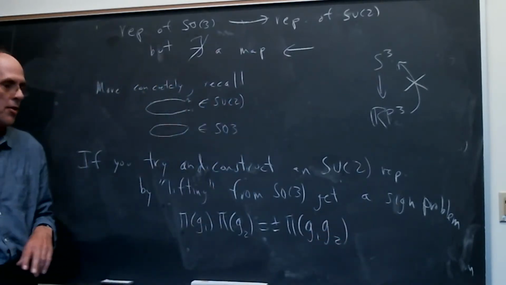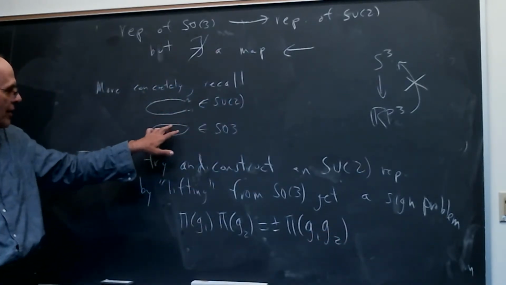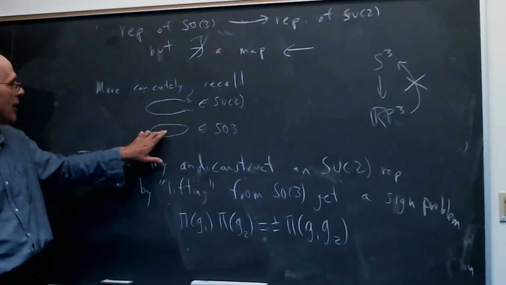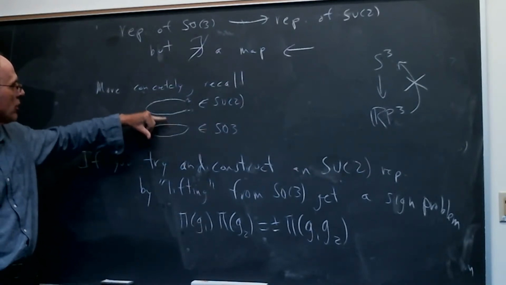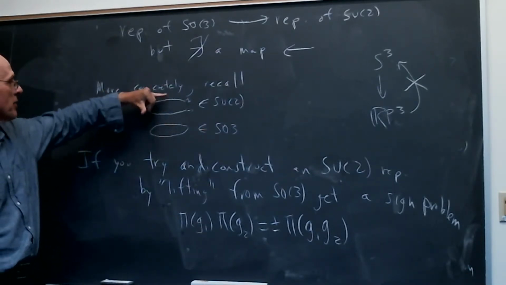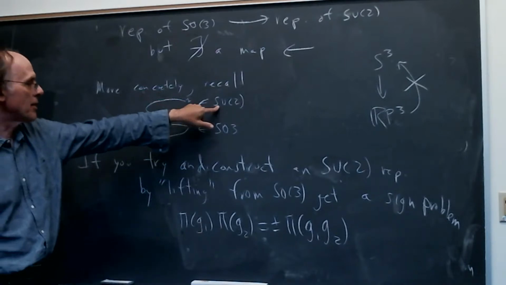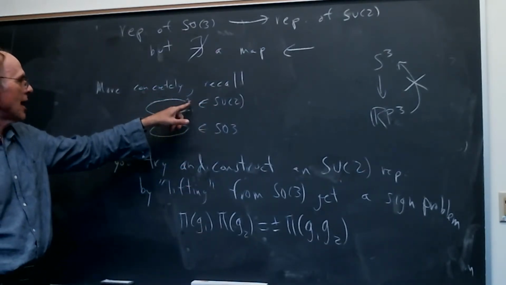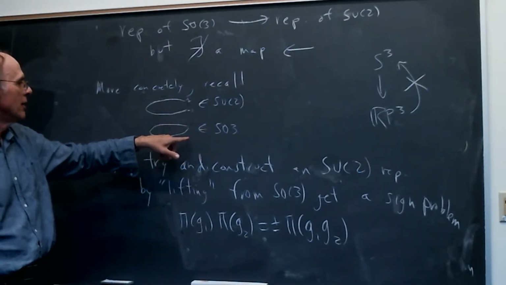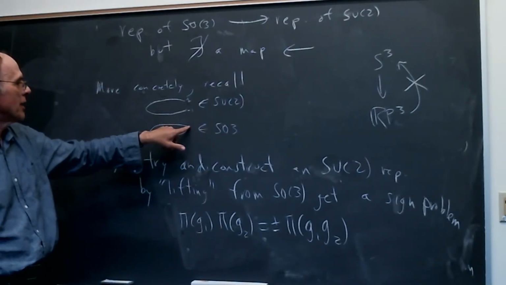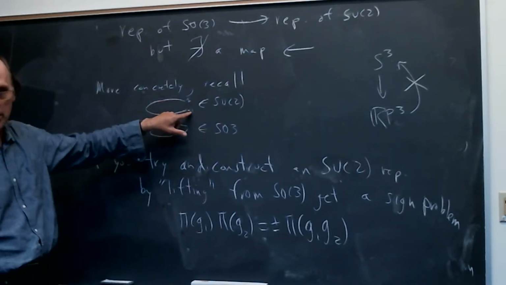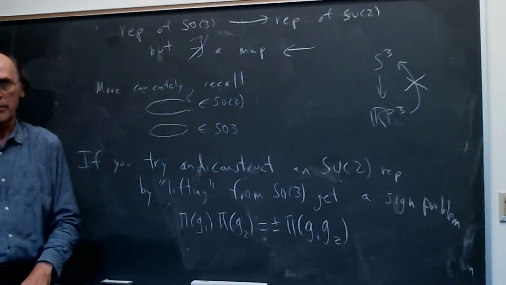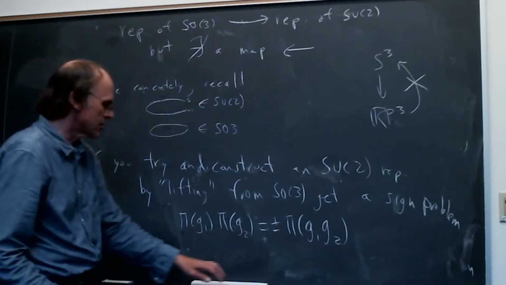Okay. So any attempt to take the data you have down here, which is some kind of map pi here, and to locally use this picture to move it up here to get a map on SU2, you're always going to have the sign problem. You're not going to know what to do here. Do I go to the identity or do I go to minus the identity?